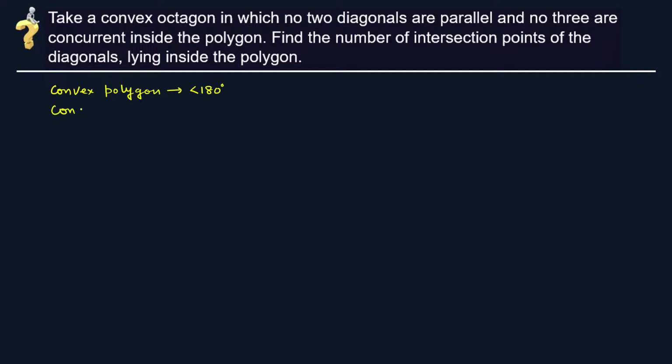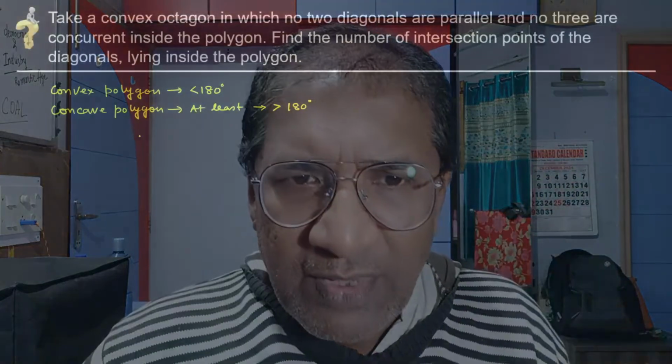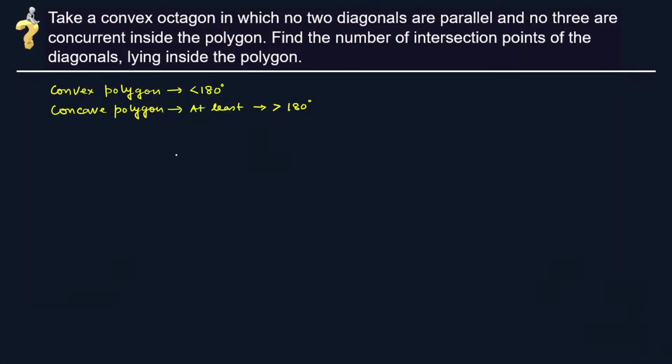And for the concave polygon, at least one of the angles will be greater than 180 degrees. So have you now understood what is convex polygon and concave polygon? Now in our question, they have given a convex octagon. It means all the angles of the octagon are less than 180 degrees. Let me give you one example so that you can understand this better.